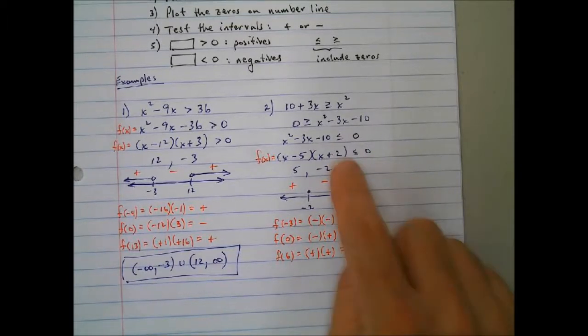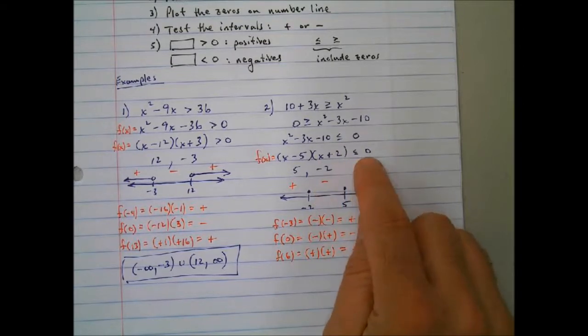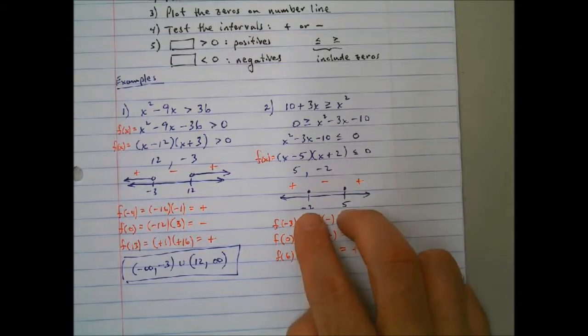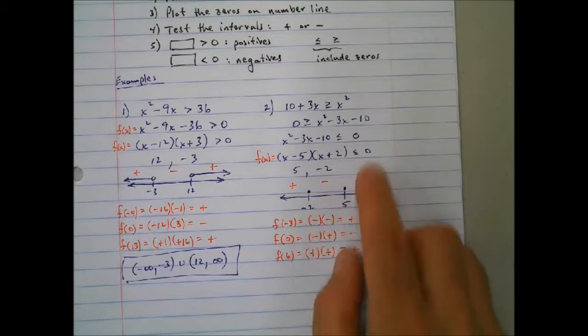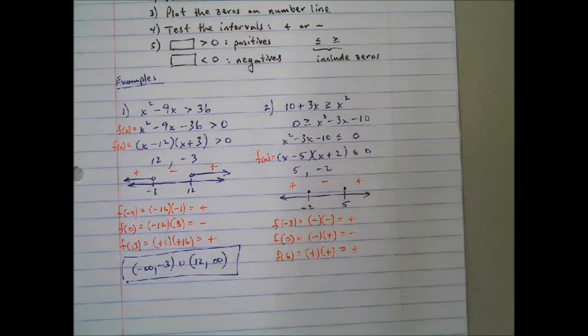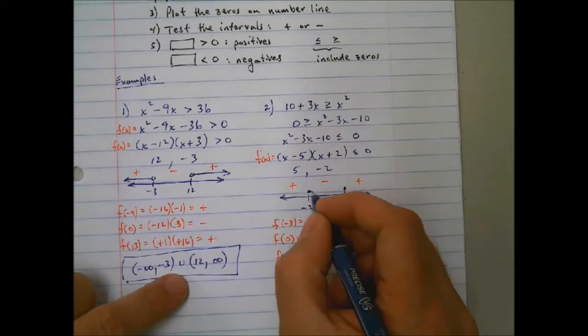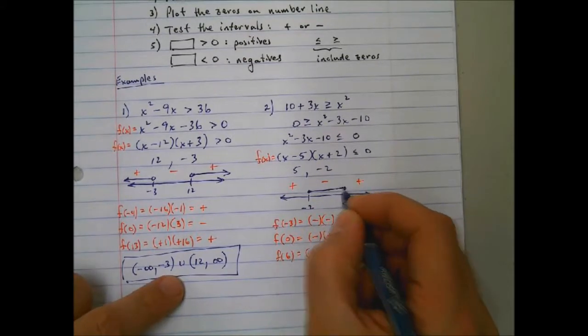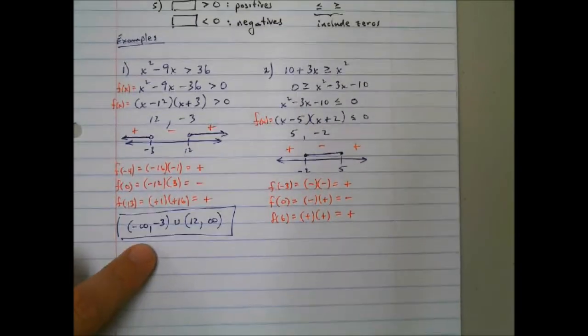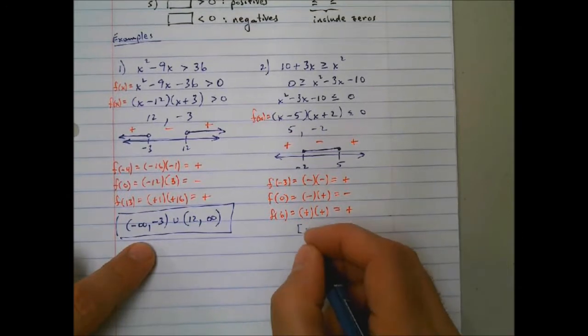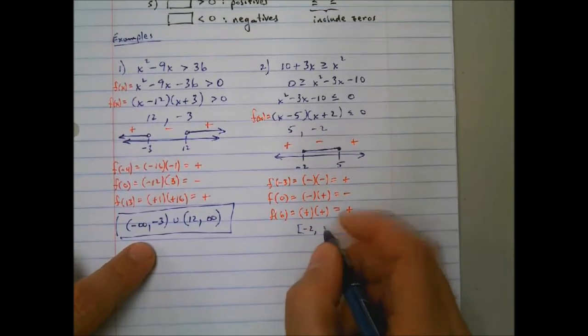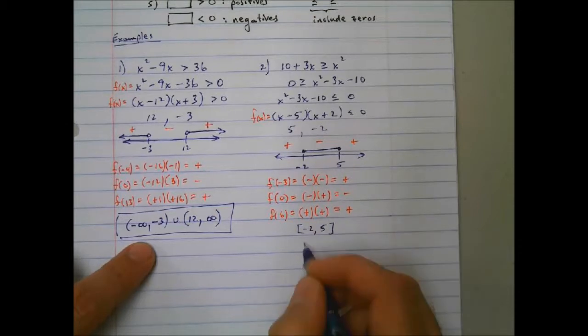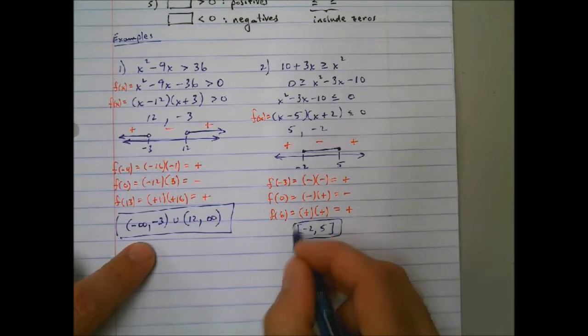And if we input the 6, we get positive times positive, which is positive. Now, we are looking for values of x that will give us less than or equal to 0. Now, the equal to 0 part are the zeros, negative 2 and 5, but less than, that would be the negatives, and the negatives then are between negative 2 and 5. And so that would be the closed interval from negative 2 to 5.